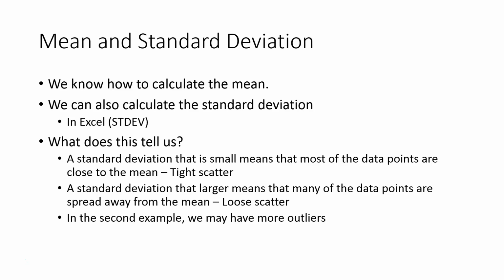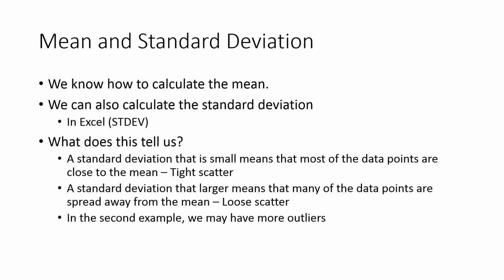A standard deviation that is larger means that many of the data points are spread away from the mean, or a loose scatter. You're still calculating a mean, but the data points that were used to calculate that mean may actually be far away. So the big ones are offsetting the smaller ones, and you come up with a similar mean. In both the two examples of a tight scatter and a loose scatter, you can have the exact same mean. It can be the exact same value, but yet you can have a tight scatter around one and a loose scatter around the other, and that is a big difference.